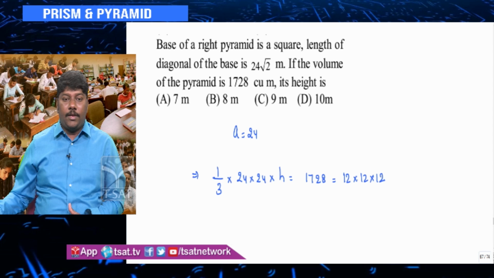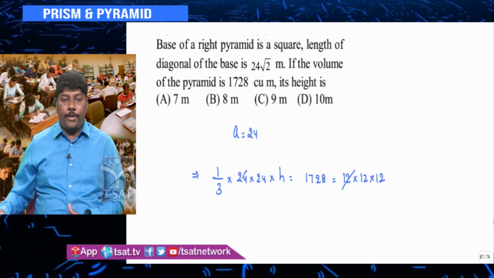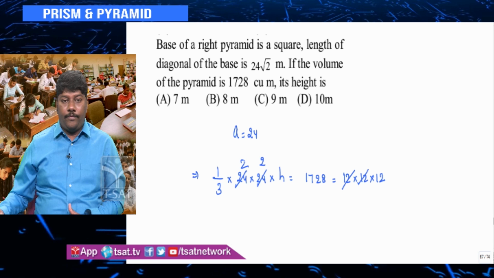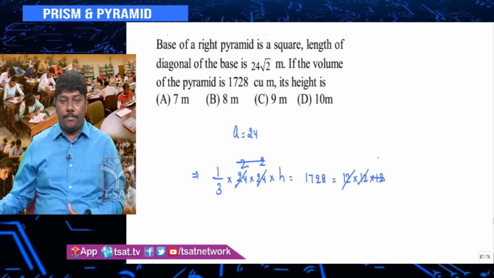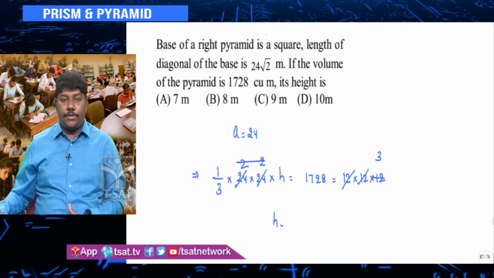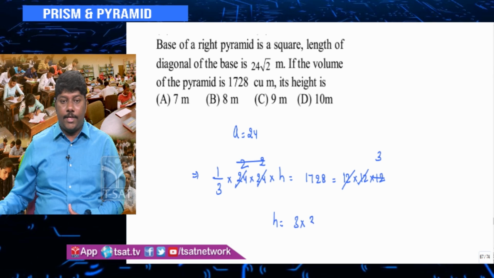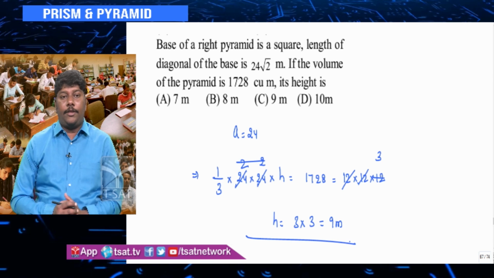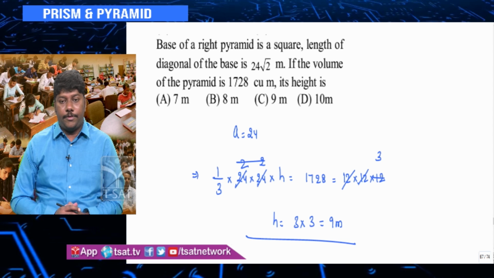You can cancel it. 12 ones are 12, twos are 24. 4 ones are 4, threes are 12. So height is equal to 3 into 3. What is left? Just 9 meters. So the height of this pyramid is 9 meters.